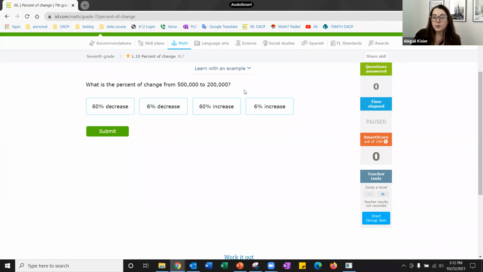So again, the first thing we want to identify here is: is this an increase or a decrease? Well, if I'm starting at 500,000 and I'm ending at 200,000, this is going to be a decrease. So that's my first battle. That means I can cross off this one and this one, because going from 500,000 to 200,000 definitely cannot be an increase. So now I'm just down to 2 answer options. We're going to go ahead and solve.